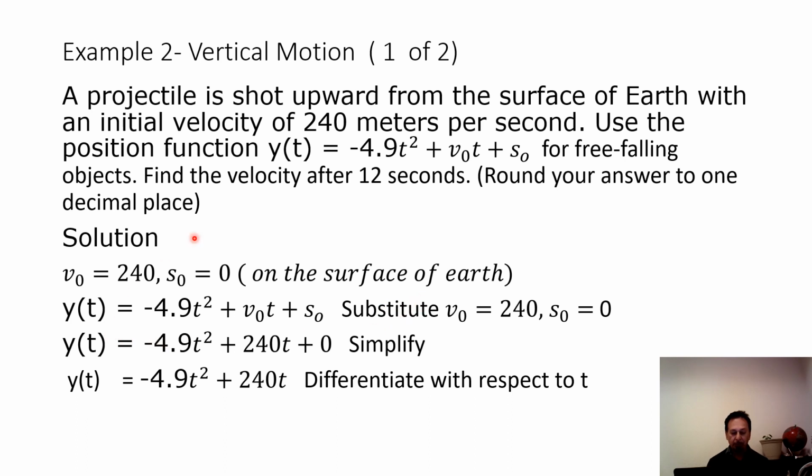So let's write down the position function, which is y(t) = -4.9t² + v₀t + s₀. Now we substitute v₀ equal to 240 and s₀ equal to 0. So the position function becomes y(t) = -4.9t² + 240t + 0. We simplify and we get y(t) = -4.9t² + 240t. Now we differentiate with respect to t.